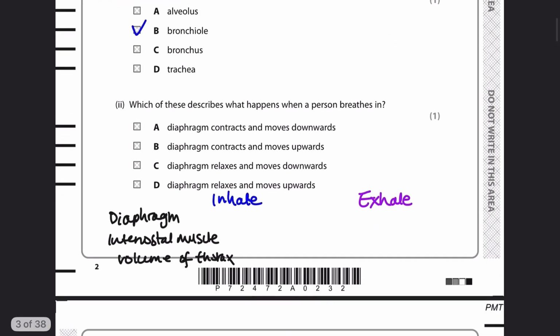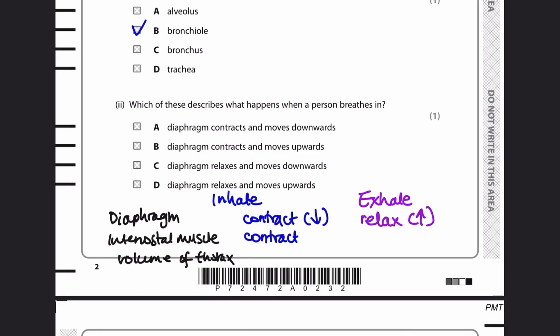So the first two are muscles. And the easy thing is they both do the same thing for inhale. They both contract. Remember, muscles can either contract or relax. So don't mention anything else when you describe muscles. So they both contract. And when the diaphragm contracts, it moves down. So therefore, when you breathe out, when you exhale, the diaphragm will do the opposite, which is relax, and it will move up.